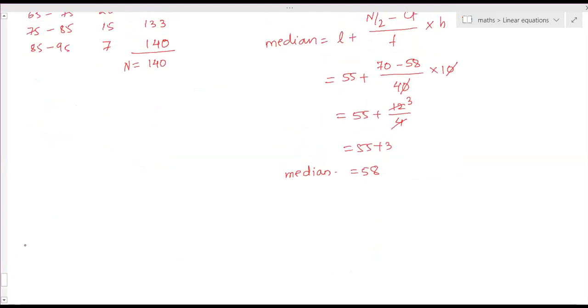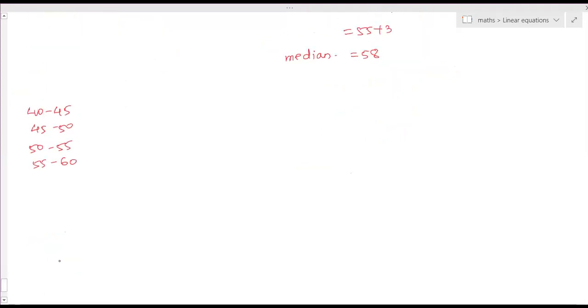Yes, ma'am. Next question. This was the fourth question of exercise 14.4, statistics. The classes are 40 to 45, 45 to 50, 50 to 55, 55 to 60 till 75: 60 to 65, 65 to 70 and 70 to 75. Frequencies are 2, 3, 8, 6, 6, 3 and 2.